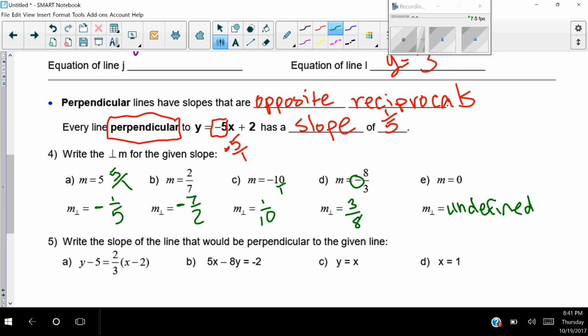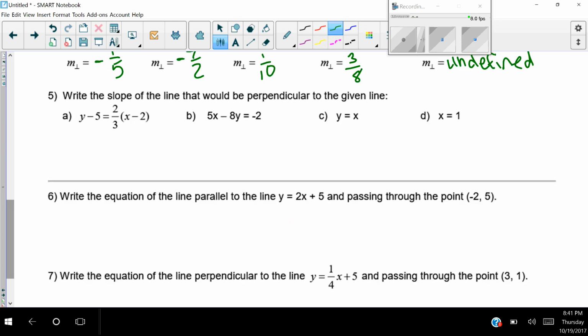I hope you guys see that pattern. It says write the slope of the line that would be perpendicular to the given line. I hope you guys can do these two. We've done them twice already. So for this one, for this 2/3, remember this is your slope. I need to find the perpendicular. It is positive, so now it's going to be negative. And then the reciprocal of 2/3 is 3/2.